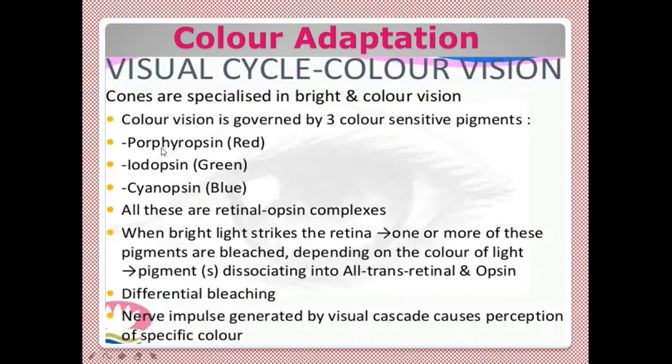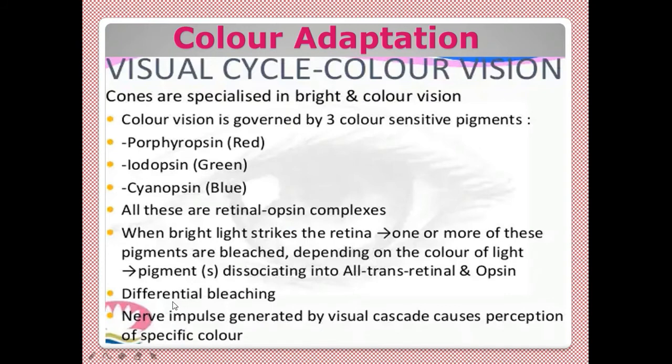Suppose red color comes, porphyropsin is bleached. Green light comes, iodopsin is bleached. If blue color comes, cyanopsin is bleached. So that particular pigment is dissociating into all trans retinal plus opsin protein. Protein is separated. So now the electrical signal is formed. That goes to the brain center, and your color adaptation starts there. Your brain vision center will adapt to the situation, and it will differentiate the color.